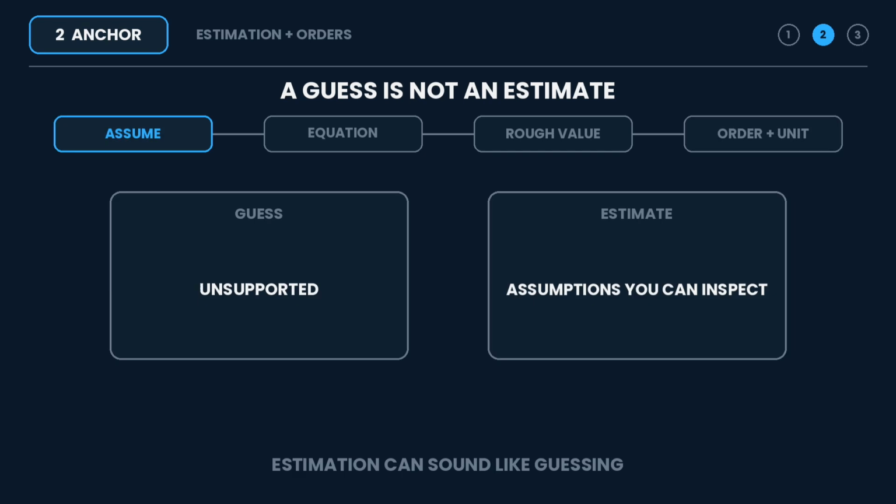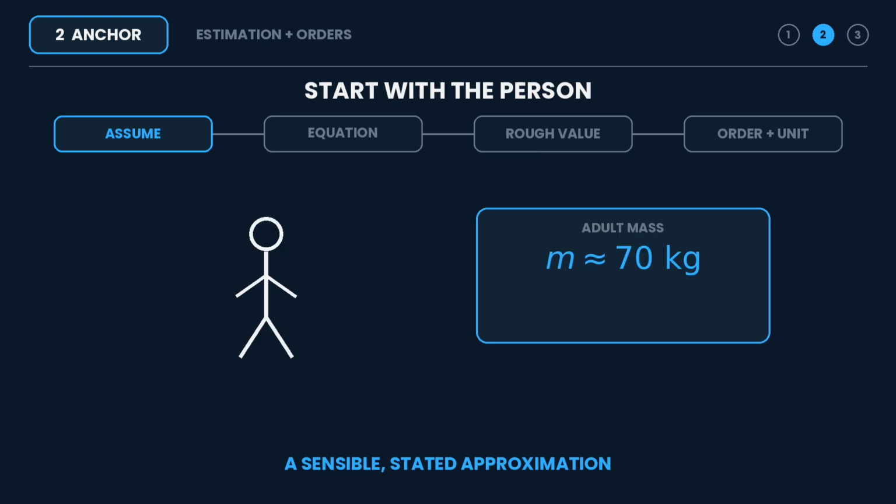Estimation can sound like guessing, but it isn't. A guess is unsupported. An estimate is built from assumptions that you can inspect. So start with the person. An adult's mass is roughly 70 kilograms.